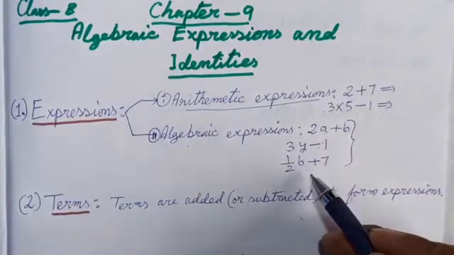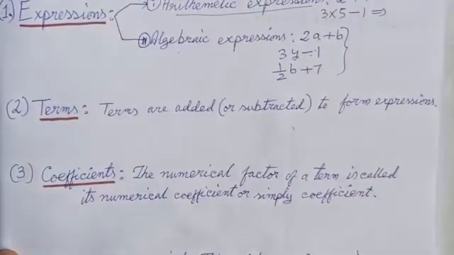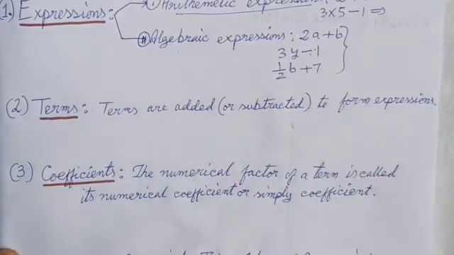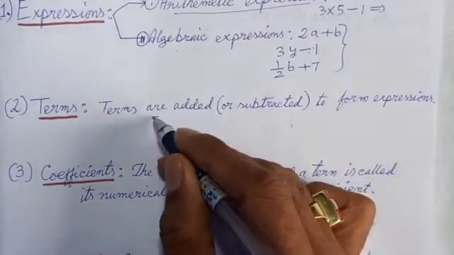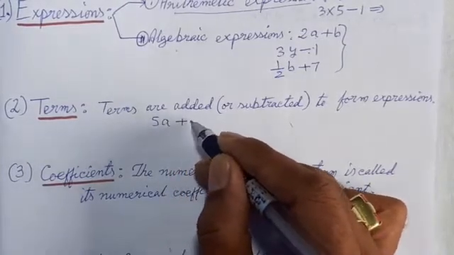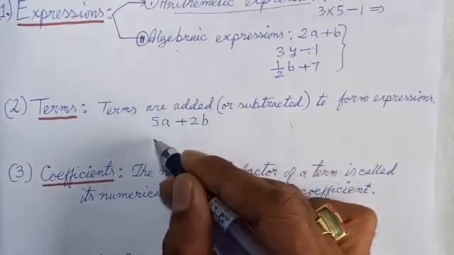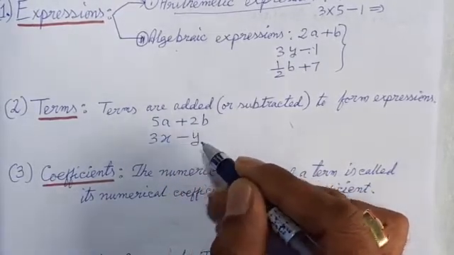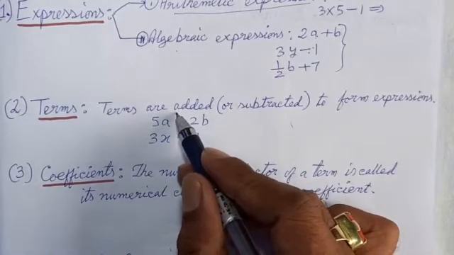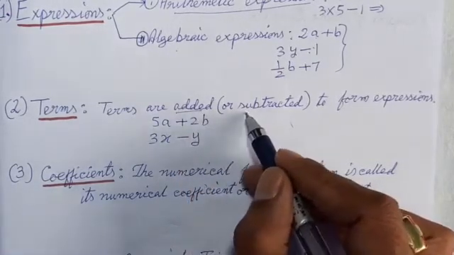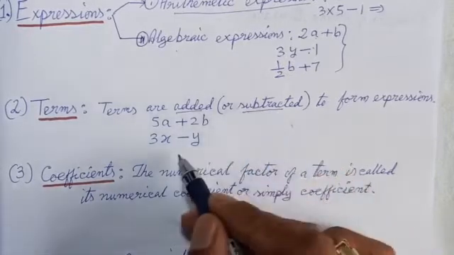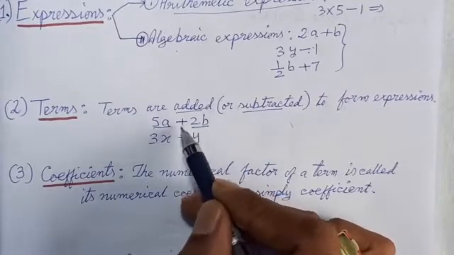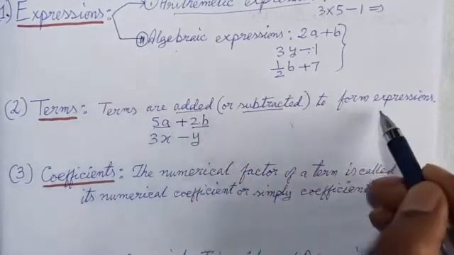Next, terms. Terms are added or subtracted to form expressions. Suppose 5a plus 2b, 3x minus y. Here this is plus, which means adding. Here is minus, so this is subtraction. So this is a term, this is another term. These two terms are added and we are forming the expression.